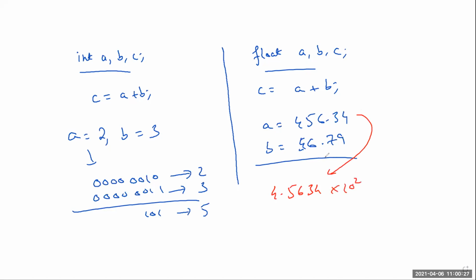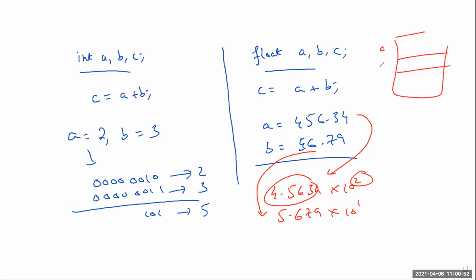Similarly, this 56.79 is actually 5.679 into 10 raised to power 1, and so on, right? So you represent floats using mantissa and exponent, okay? So this is the exponential part and this is the mantissa part, okay? So the idea is that when two numbers are added, your variables are actually in the memory, okay? This is A, B, C. So in the memory, you have 2, 3, and some garbage here.